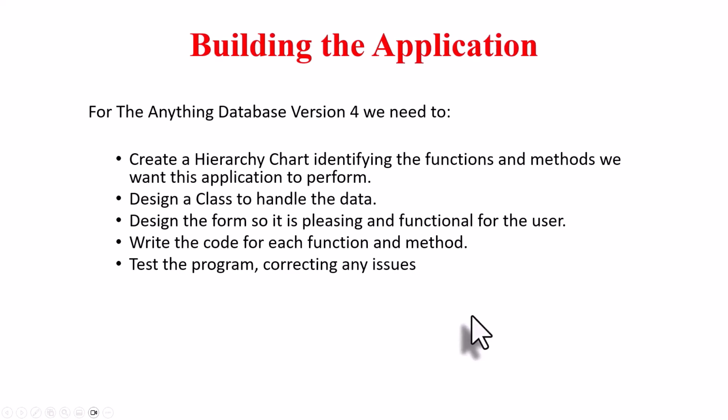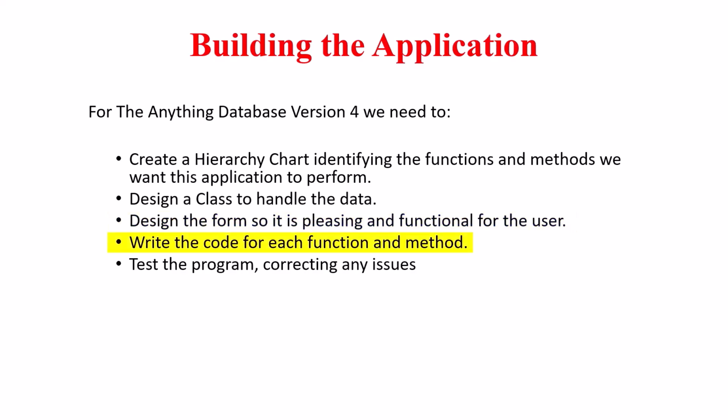To build this application in version 4, we need to create a hierarchy chart to identify the functions and methods that we want to perform on this data. We also want to design a class to handle data. That's something we hadn't done before in our structured version of this. We want a class set up to hold the data for us, or at least to work with the data for us. We're also going to design a form so it's pleasing and functional to the user. That's what the user is actually going to see. The class is going to be in the background.